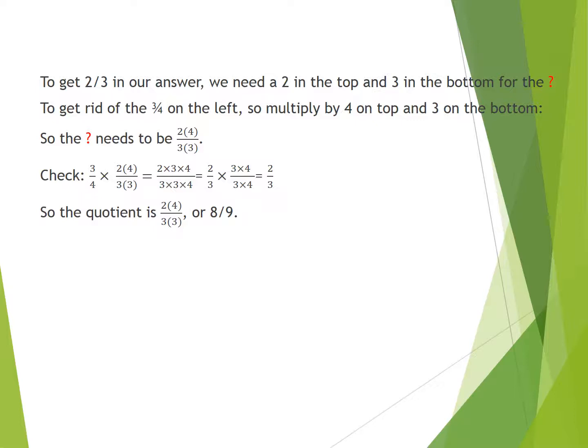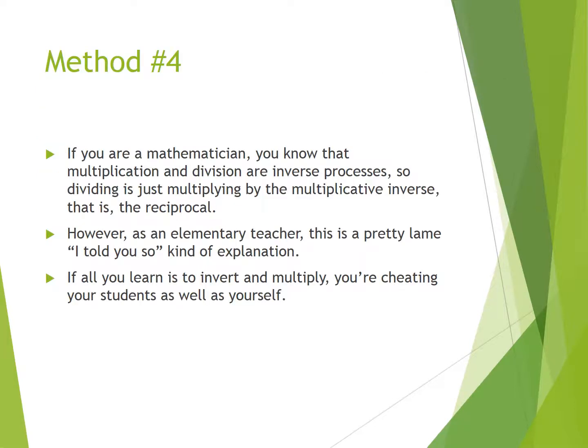Let's check and make sure it works. So I'm taking 3/4. If I multiply by what we just figured out, 2 times 4 over 3 times 3, I'd better get 2/3 as an answer. On the top I have 2 times 3 times 4, just putting them in order. On the bottom I have 3 times 3 times 4. Now by the fundamental law of fractions, I can get rid of the common 3, 3 on the top, 3 on the bottom. I can get rid of the common 4s as factors. The 4 over 4 is really 1, and all that's left is 2/3. So the quotient really is 2 times 4 over 3 times 3, or 8 over 9. So this explains why we just invert and multiply.